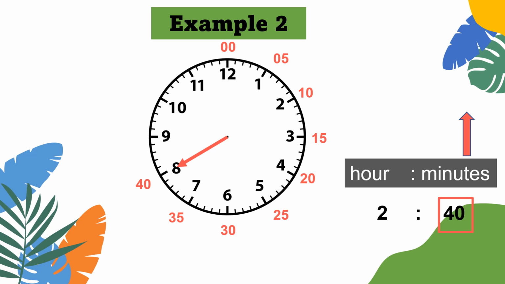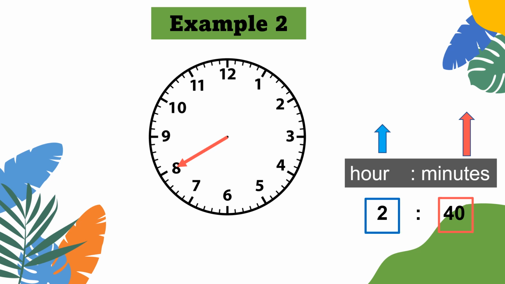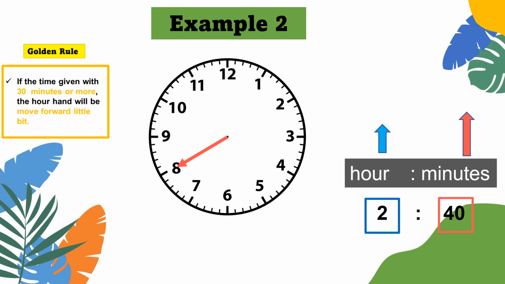Now we're going to do the hour hand, the short hand. The hour hand is 2 o'clock. And as you remember, if the minute hand is 30 minutes or more, as you can see, we have 40 minutes, so it's more than 30 minutes. So the golden rule here, remember, the 2 o'clock will be moved forward a little bit. The hour hand will be between 2 and 3. So this is how you draw 2:40.